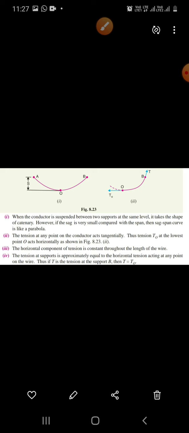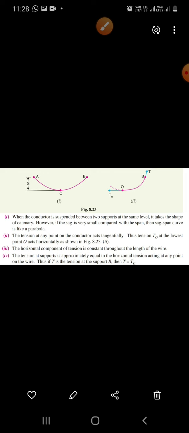But the tension at any point on the conductor acts tangentially. Thus the tension T0 at the lowest point O acts horizontally, according to figure 2.